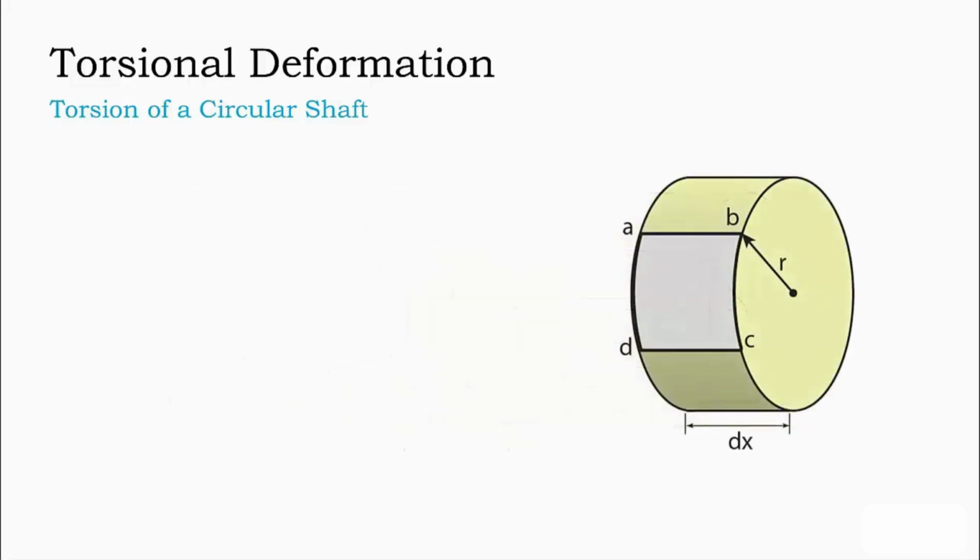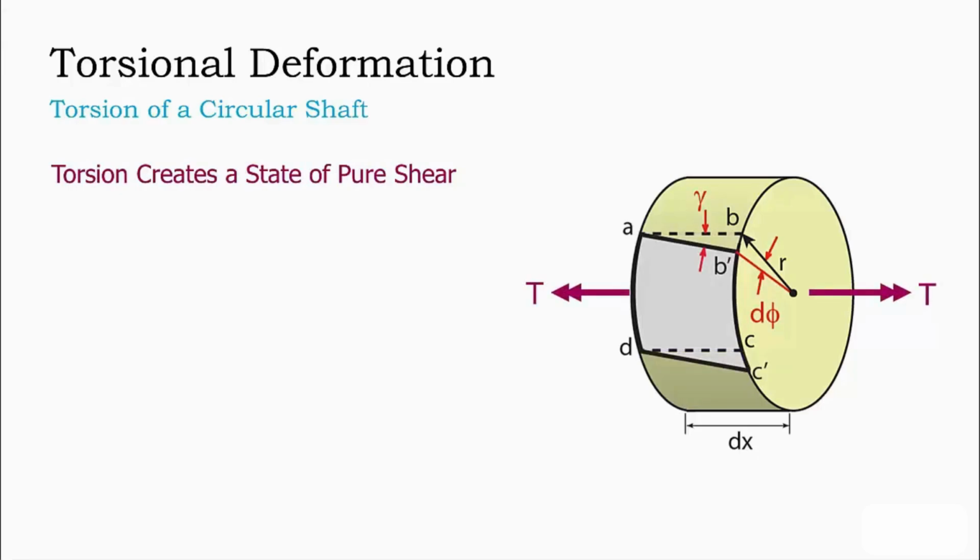As we ascertain from observing shear deformation in our foam shaft, torsion creates a state of pure shear. Thus, if we apply a torque T to our segment of shaft, the square element ABCD will undergo shear deformation, resulting in infinitesimal rotation of the shaft segment d phi. This angle is equal to the rotation of point B relative to point A along the axis of the shaft. On the surface of the shaft, our infinitesimal element must shear by angle gamma to be compatible with this deformation. This angle gamma is exactly the shear strain experienced by the element.